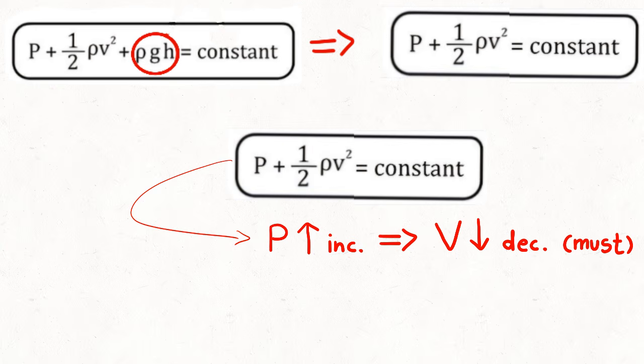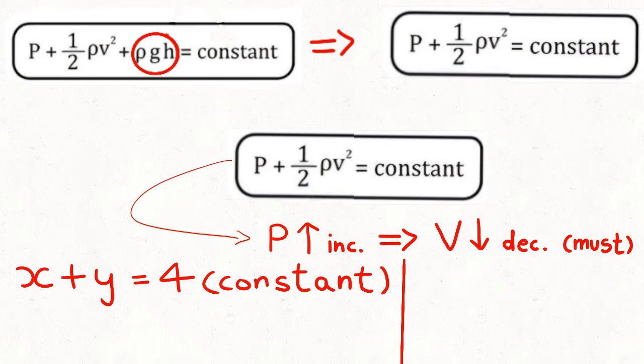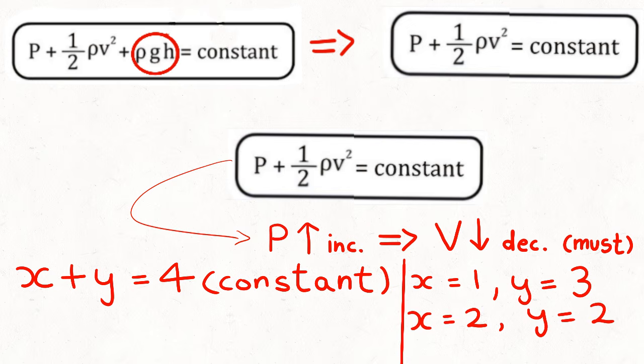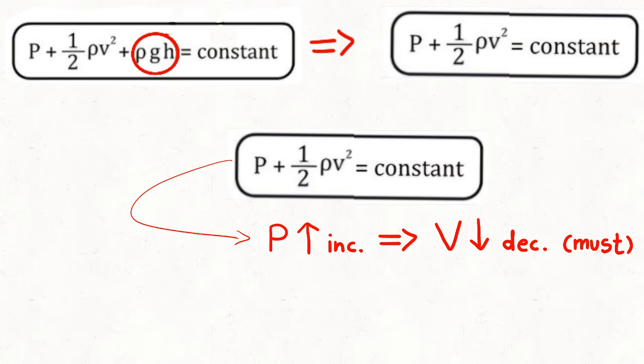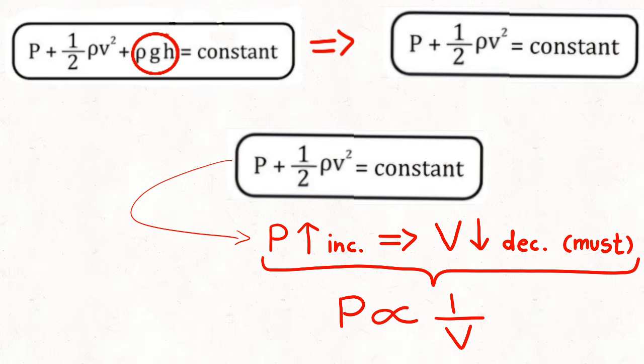For better understanding, consider the equation x plus y is equal to 4, where 4 is a constant. If x is 1, then y must be equal to 3, and if x is equal to 2, then y must be equal to 2. Similarly, if x is 3, then y must be 1, and if x is 4, then y must be 0. As you can see, as the x value increases, the y value decreases, and vice versa. Hence, from the equation, if the value of pressure increases, then the value of velocity of fluid must decrease, and vice versa. Or in other words, pressure is inversely proportional to velocity of the fluid.